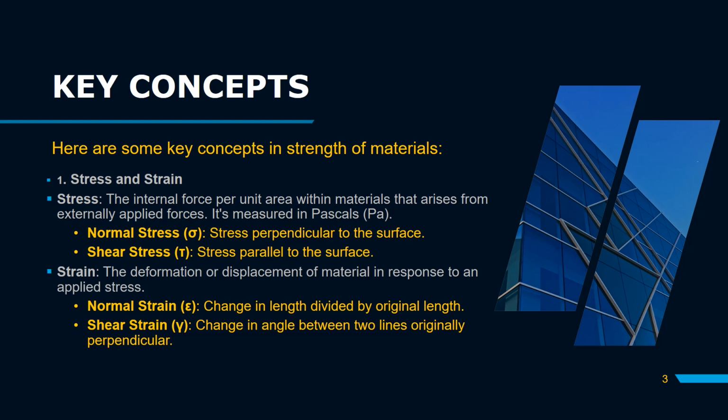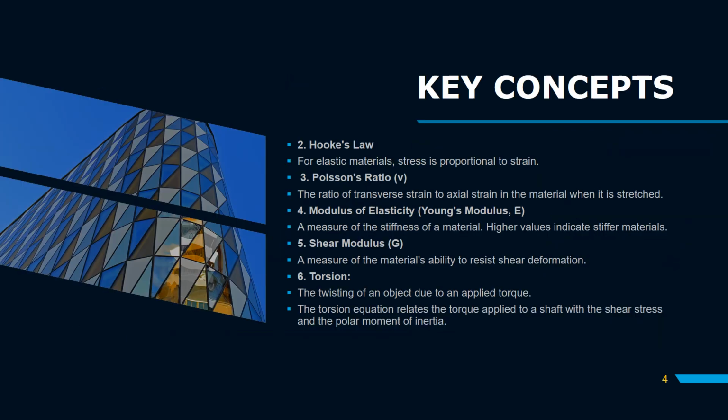Normal stress refers to stress which is perpendicular to the surface, whereas shear stress refers to stress which is parallel to the surface. With strain, we are talking about the deformation or displacement of material in response to an applied stress. Just like with stress, we have two types of strain, which are normal strain and shear strain. Normal strain refers to the change in length divided by the original length, whereas shear strain refers to the change in angle between two lines originally perpendicular.